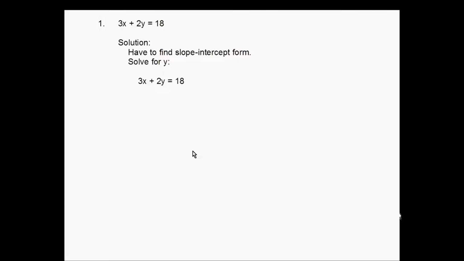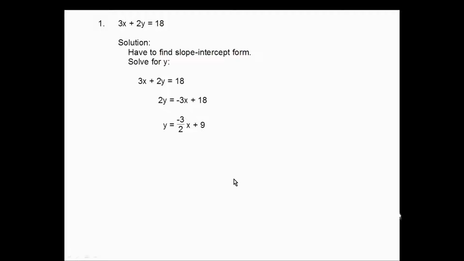So we're starting off with 3x plus 2y equals 18. Move the 3x to the other side, and we write it first. Remember, it's mx plus b, not b plus mx. So I get 2y is equal to negative 3x plus 18. Remember, I want y by itself, so divide everybody by 2. So I'll have y is equal to negative 3 halves x plus 9. It now is in the form y equals mx plus b.